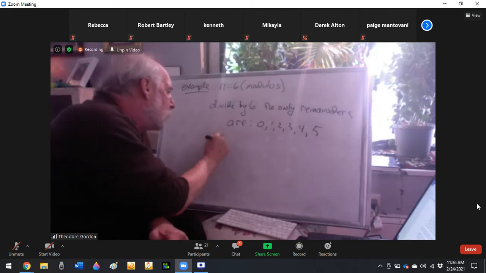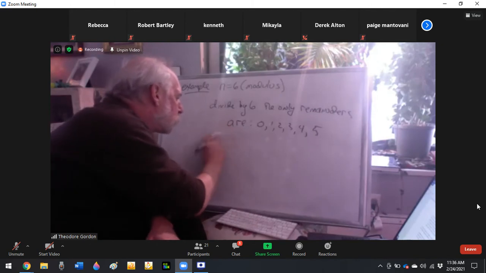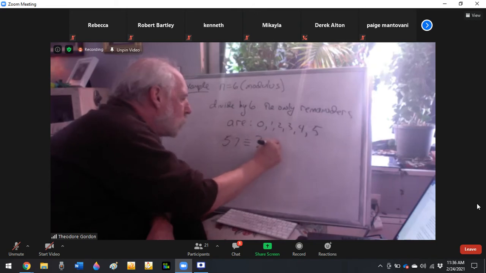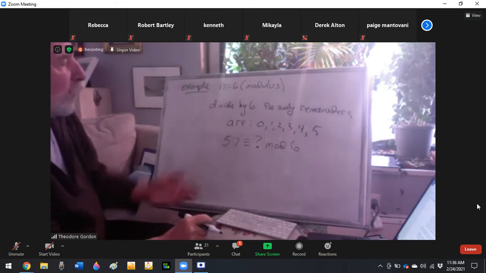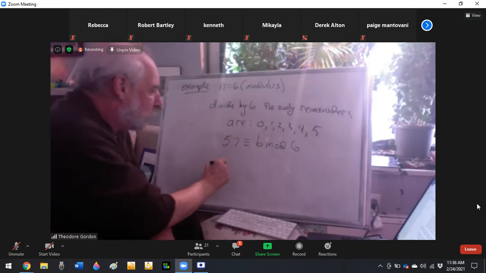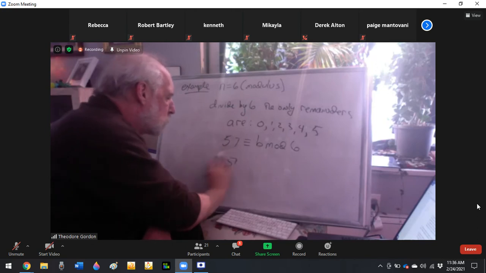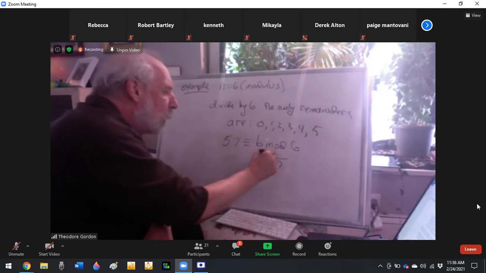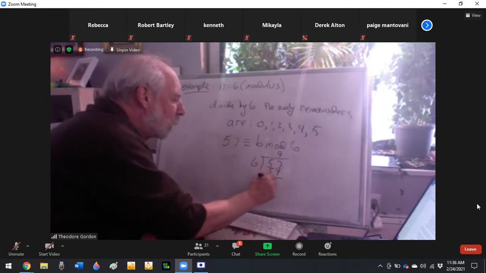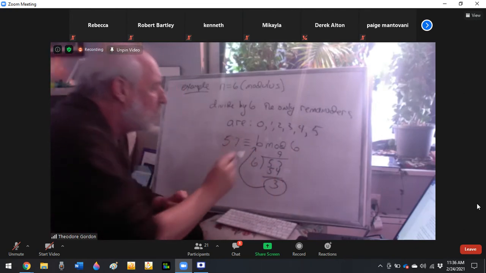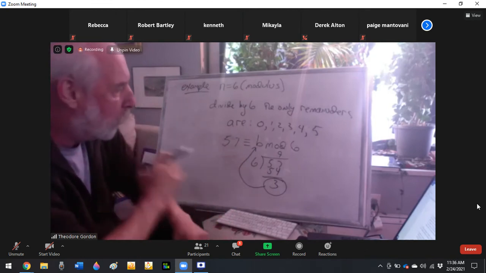So for example, 57 is congruent to what, mod 6? To answer this, it's like an equation. We divide 6 into 57. That goes 9 times, that gives me 54. That leaves me with a remainder of 3. So 3 would be the least positive residue here.